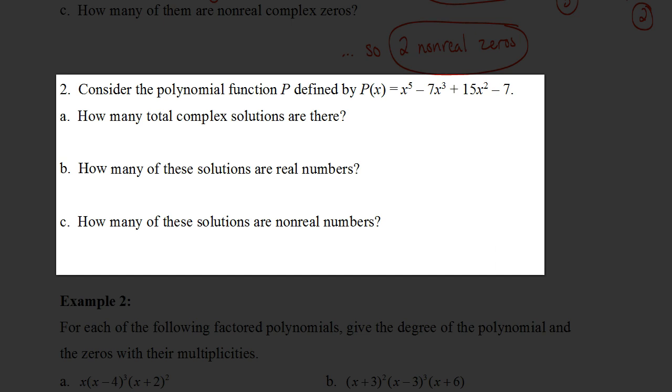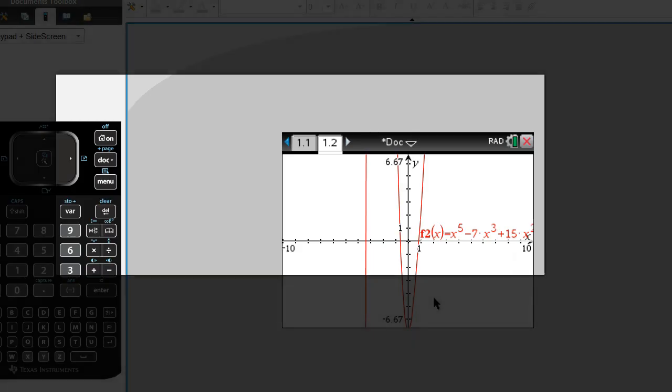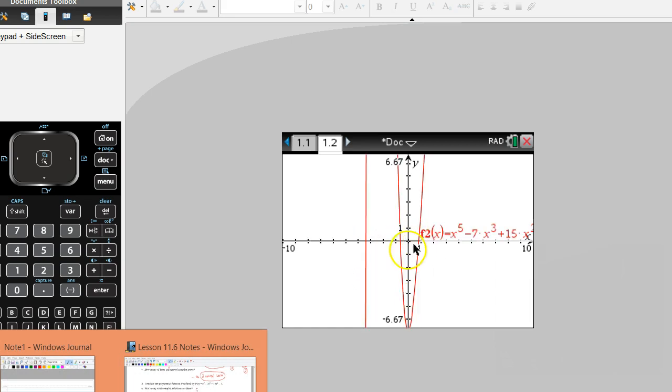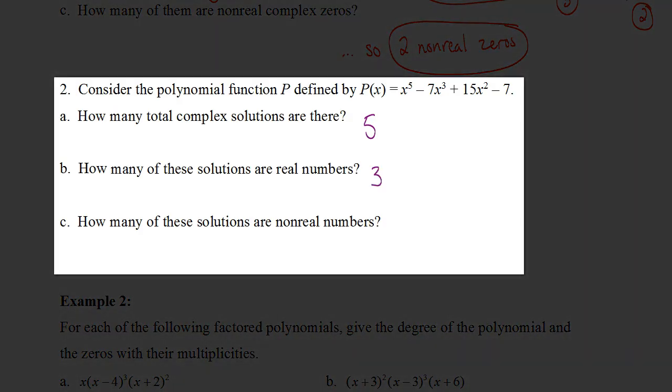Okay, so let's see how you did. This one's just like the previous one, where the largest exponent is a 5. So that means the degree here is 5, so the total number of complex solutions is 5. And again, to figure out how many of those solutions are real and non-real, we have to look at our graph. Your graph should look exactly like that. Since there are 1, 2, 3 x-intercepts, that means there are 3 real solutions. And if there are 5 total and 3 of them are real, that means 2 of them are non-real.